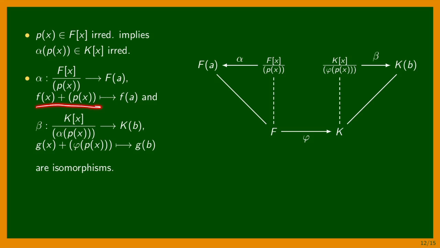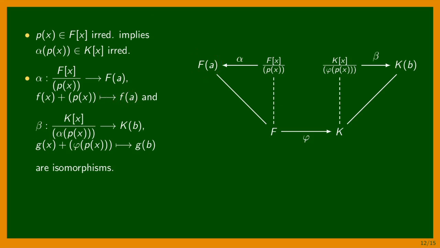Itong coset na ito, nakikita nyo, ito ay ideal generated by P of X. Ito yung mga multiples ng P of X. Set ito. Ito yung coset that contains f of x. Ang laman nito yung mga polynomials na ang remainder ay f of x pag dinivide sa P of x. Ganun yung imaginein. Pwede nyong ipadala ito. Pag pinadala nyo ito, transform ito sa f of a, mapupunta ka dito.